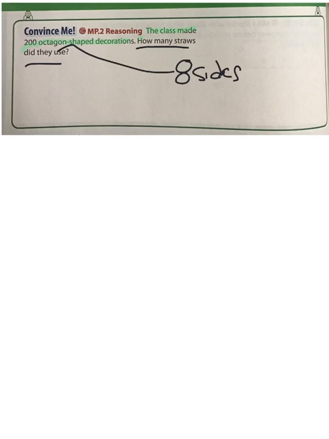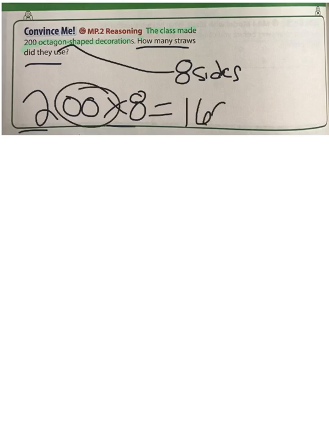So I need to do 200 times 8 to find out how many straws they used. I'm going to underline my basic fact. 2 times 8 is 16. Add on the 2 zeros, so they used 1,600 straws.